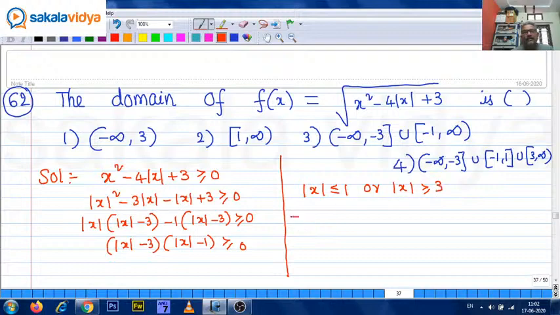Mod x less than or equal to 1 means minus 1 less than or equal to x, x less than or equal to 1. Or mod x greater than or equal to 3 means x is less than or equal to minus 3, or x is greater than or equal to 3. That means we need to write all these solutions. Wait, I made a mistake here.